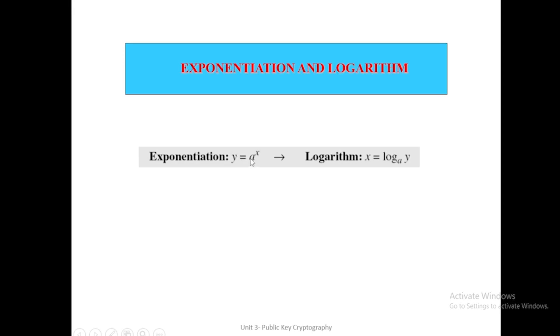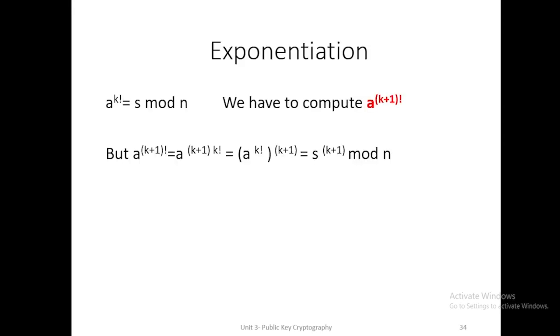This a value may also be a float, but x should be an integer. So x may be an integer, positive and negative. A may be an integer or float with positive or negative combinations. So that is exponentiation. And if you want to find out the value of x, we should use logarithm. So x is equal to log y to the base a. So this is the generalized idea of exponentiation and logarithm.